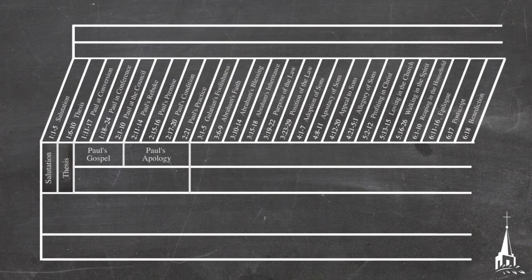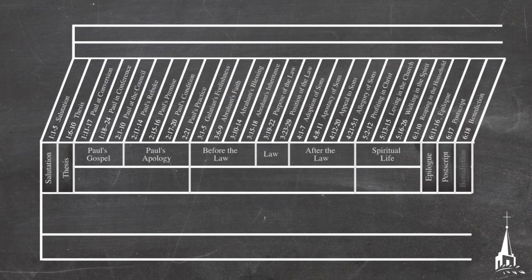Then, in chapter 3, verse 1, all the way through 3, verse 18, I see him talking about before the law. He's talking about the Galatians' foolishness and Abraham, and obviously Abraham was before the law. And then chapter 3:19 through 3:29, he's talking about the law. And then 4:1 through 5:1 is after the law. And then the last group, 5:2 all the way through 6:10, is spiritual life. And then I don't have a subdivision for the epilogue, the postscript, and the benediction.